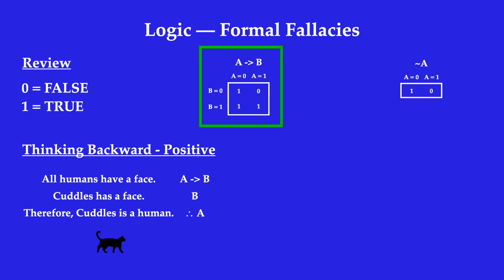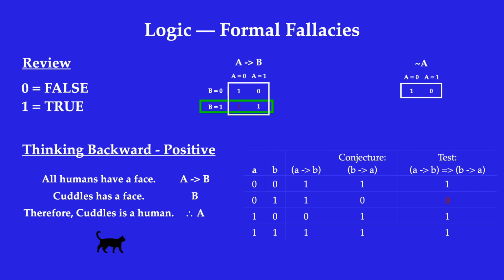If we look at our A arrow B gate, we can see what went wrong. Since Cuddles has a face, B is 1 for true. Since Cuddles is not human, A is 0 for false. And if we look across the second row for B equals 1, there are 2 valid possibilities for A, and we don't know which one it is. For Cuddles, the first statement is true, but A is 0 is a contradiction to the conclusion. The logic is bad.